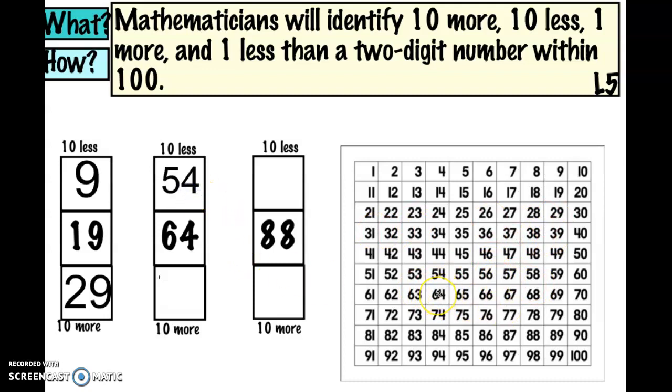So looking at number 64, which is our next number, 10 less will be what? 54. Excellent. And 10 more? 74. Let's see. 88. 10 less? 78. 10 more? 98. Very good. Now we're going to follow the video to continue with our lesson.